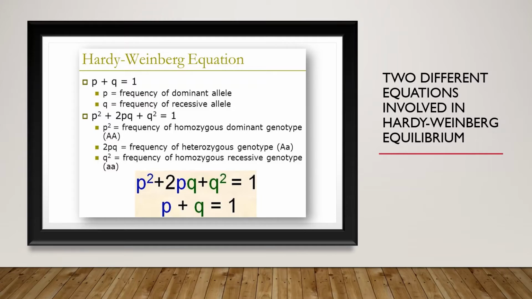There's going to be a part of the population, or p², that is going to be homozygous dominant. There's going to be another part of the population that is heterozygous, 2pq, and then there's q², the last part of the population, that is homozygous recessive.